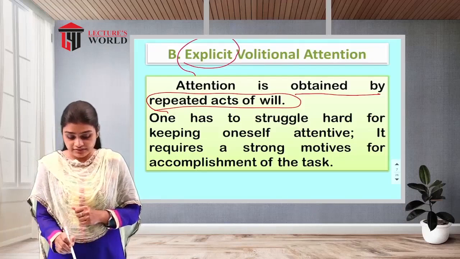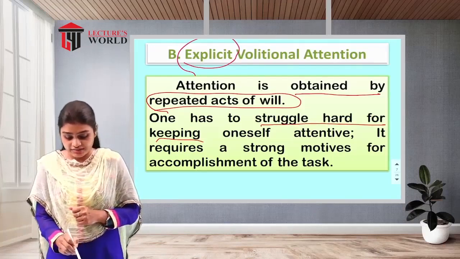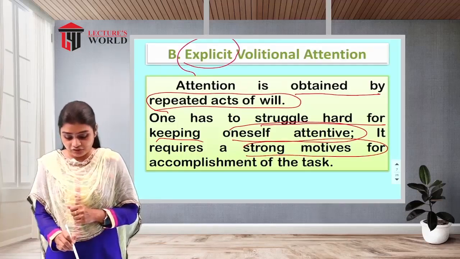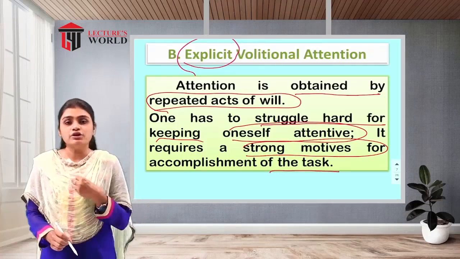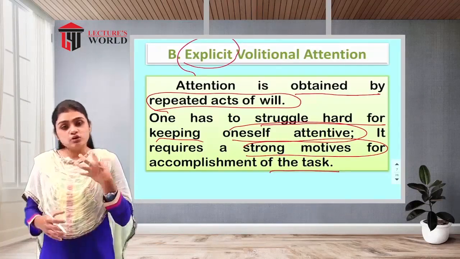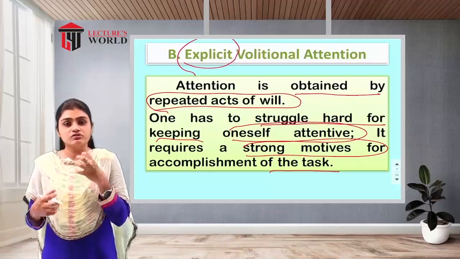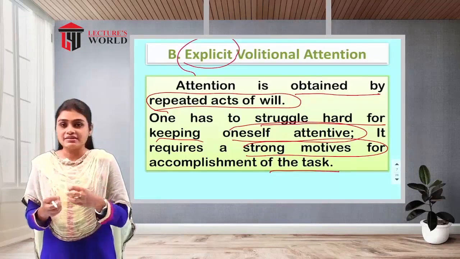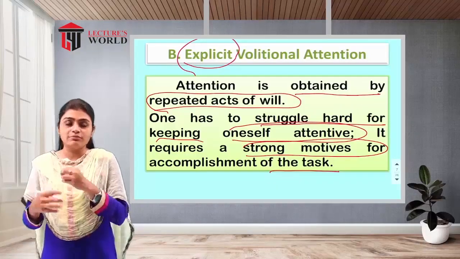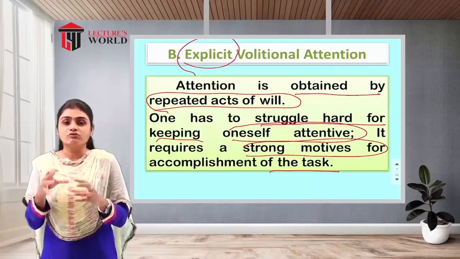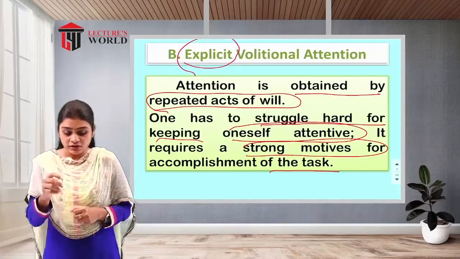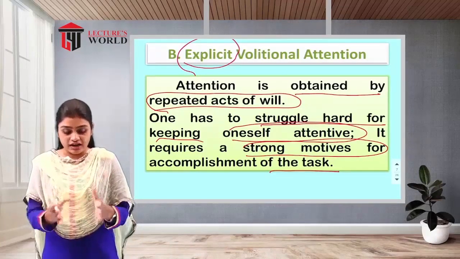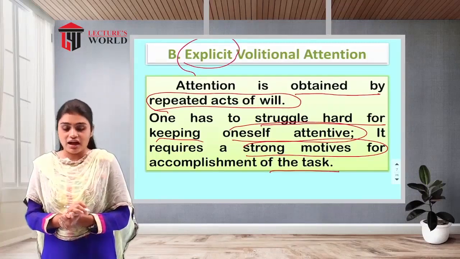One has to struggle hard to keep oneself attentive. It requires a strong motive for accomplishing the task. For example, if I want to accomplish a task, my motive and my desire should be strong enough, and to achieve those goals I am going to work hard and repeatedly, so that I can achieve whatever will I have. To attain my will, I repeatedly act and do something. That is called explicit volitional attention.